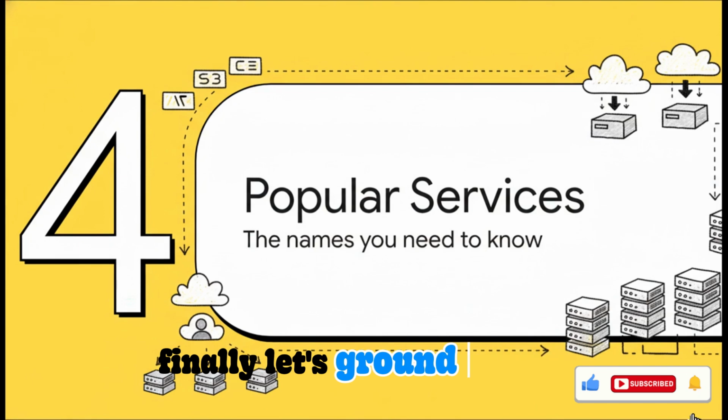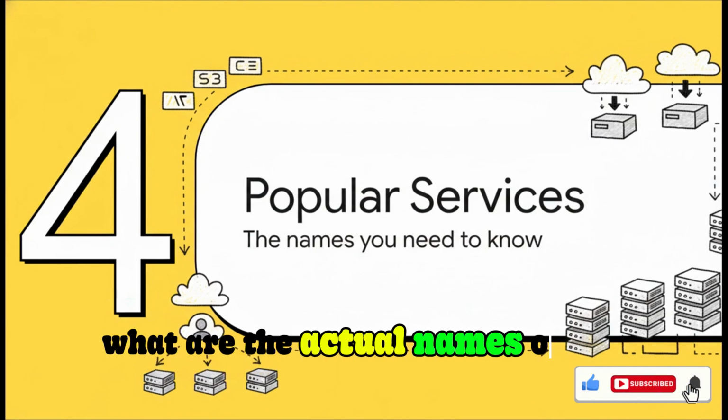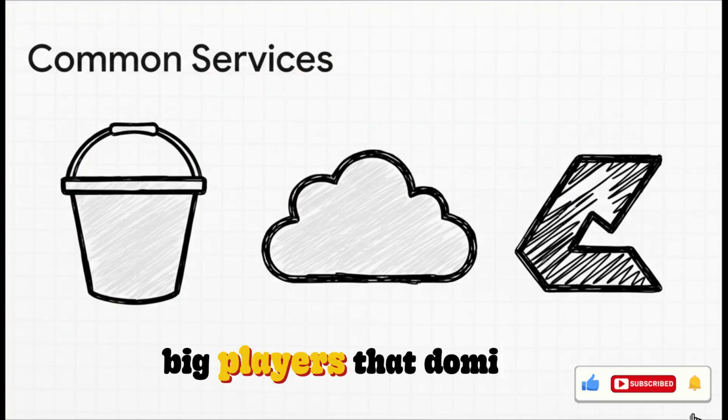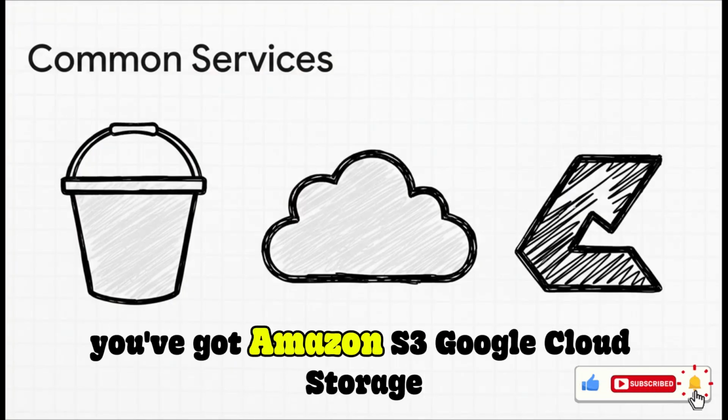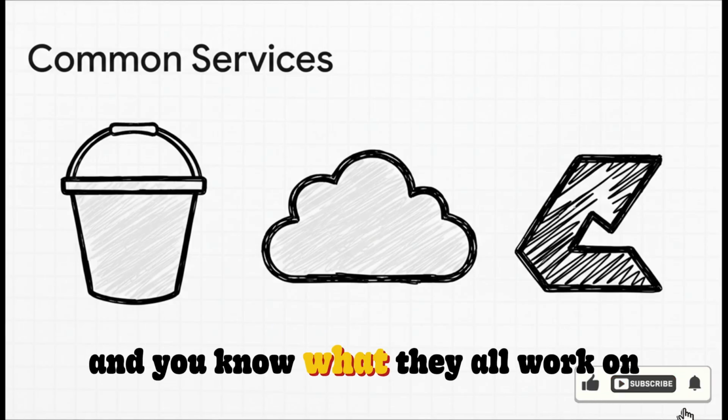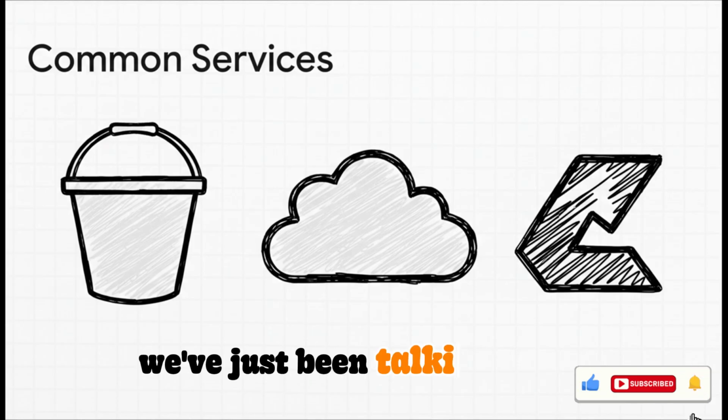Finally, let's ground all this theory in the real world. What are the actual names of the services you'd be using? In the cloud, there are really 3 big players that dominate. You've got Amazon S3, Google Cloud Storage, and Microsoft Azure Blob Storage. And you know what? They all work on the exact same core principles we've just been talking about.